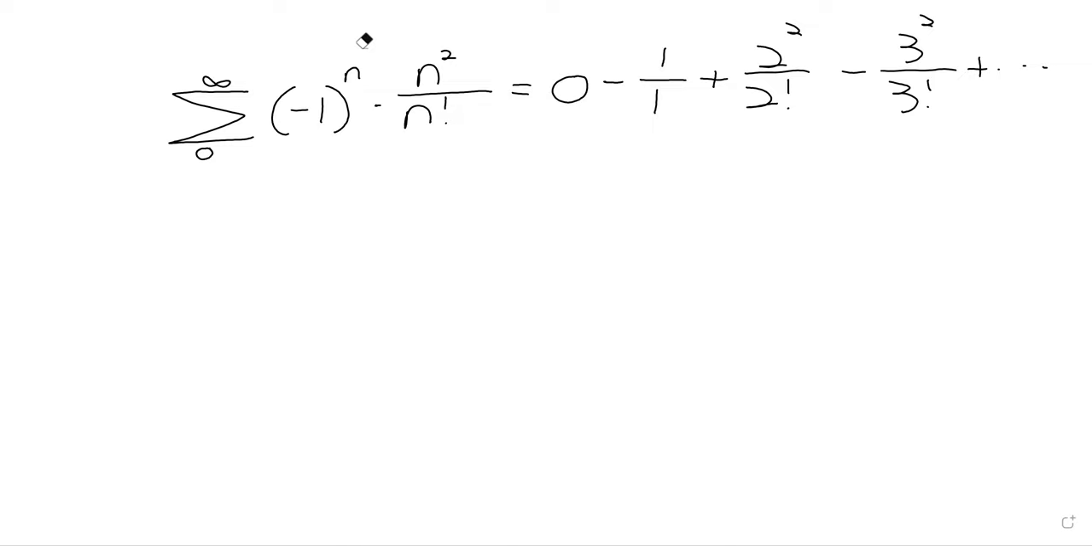Let's investigate the question. Excuse me, do we have a division by zero if n is equal to zero? We do not, because zero factorial is defined to be one.